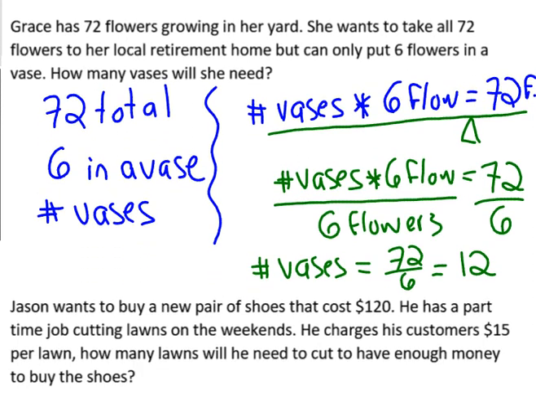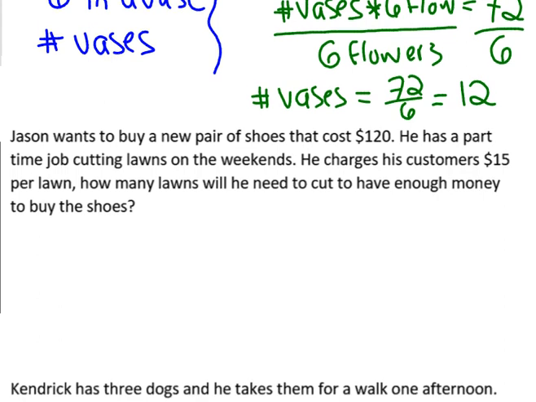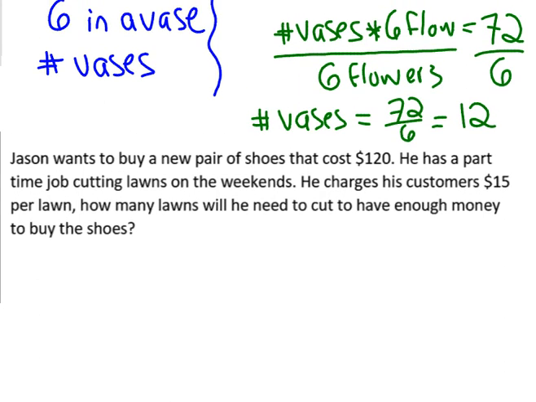Let's look at another example. All right, so Jason wants to buy a new pair of shoes that cost $120. It might be Jordan, I don't know. He has a part-time job cutting lawns on the weekends. He charges his customers $15 per lawn. How many lawns will he need to cut to have enough money to buy the shoe that he wants?